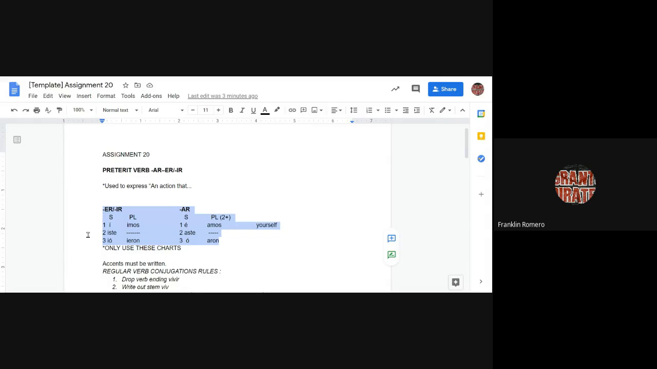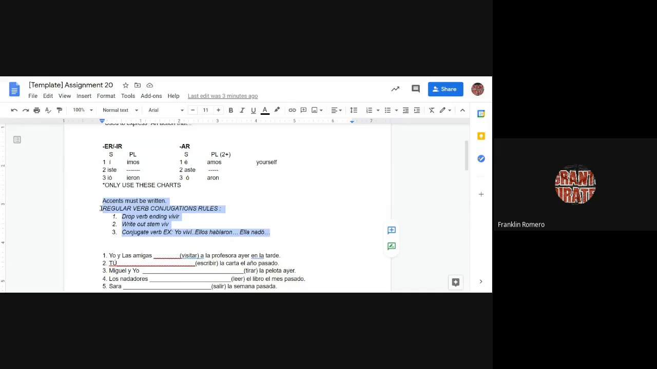Next, make sure you use only these conjugations. IR verbs: í with an accent, iste, ió with the accent on the o, imos, ieron. AR verbs are é with the accent, aste, ó with the accent, amos, aron.